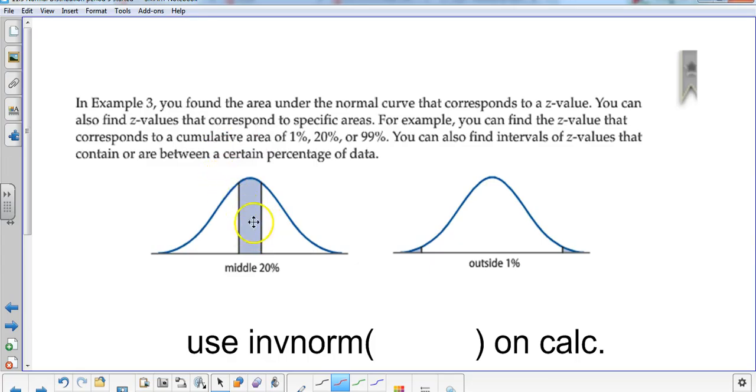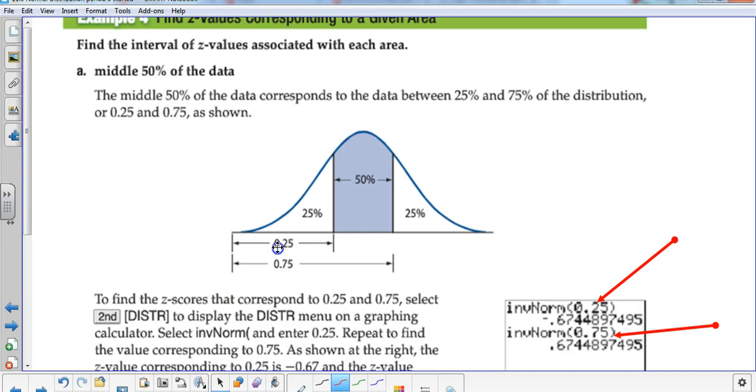If you want the middle 20% of the data, listen closely here, you have to say, well, I'm at the 50th percentile. If I want the middle 20, I divide that by 2, and you're going 10 each way. 10% this way and 10% this way to get the middle 20, which means you want from 40 to 60th percentiles. Does that make sense? Okay. So this is what they did here.